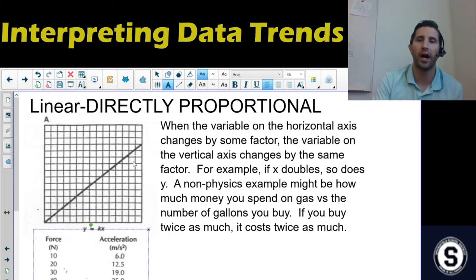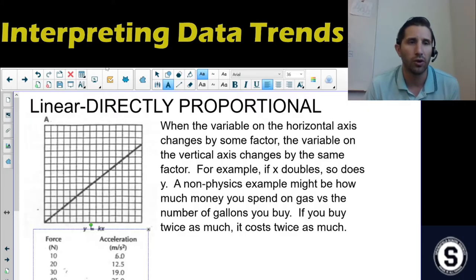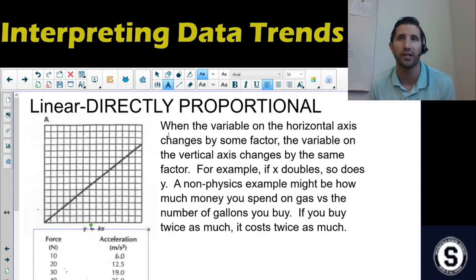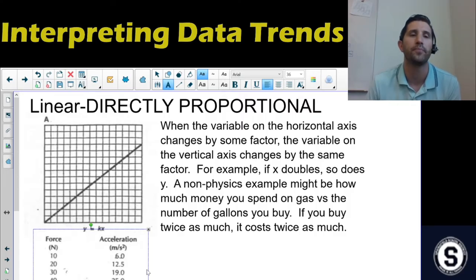A non-physics example might be how much money you spend on gas versus the number of gallons you buy. Imagine on the vertical axis, we put the total money spent on gas, and on the horizontal axis, we put how many gallons of gas you buy. Obviously, the more gas you buy, the more money you're going to spend, but those two things grow in direct proportion to each other. If I buy twice as much gas, I'm going to spend twice as much money. Not all relationships work this way, but this is probably the most common one.